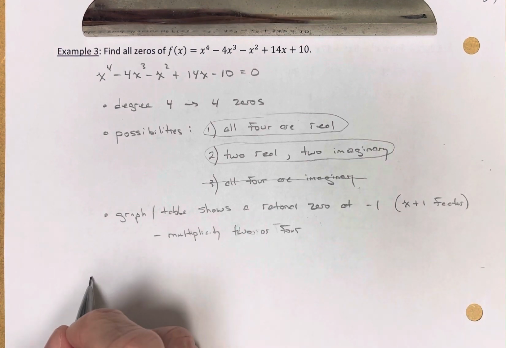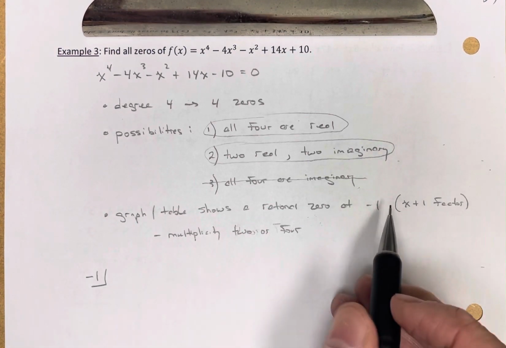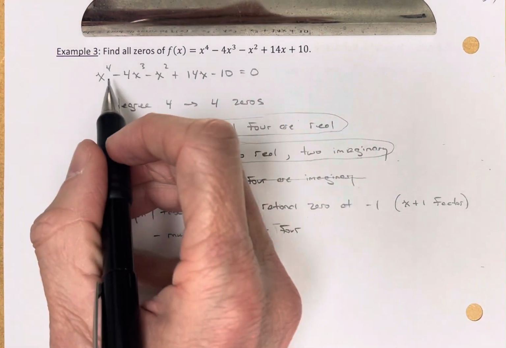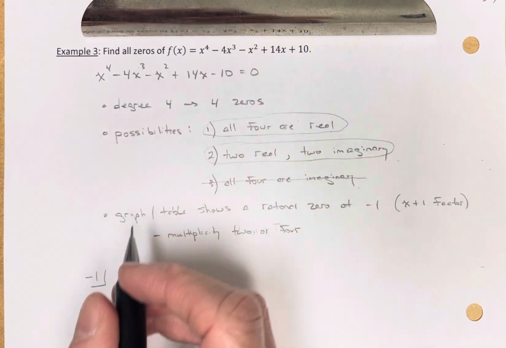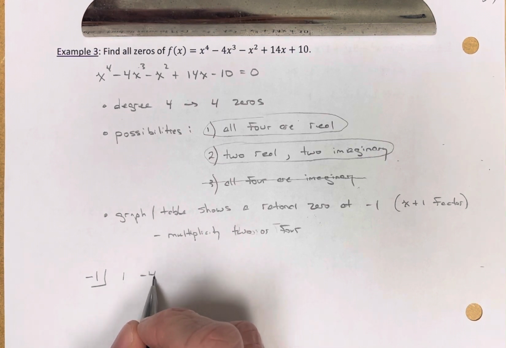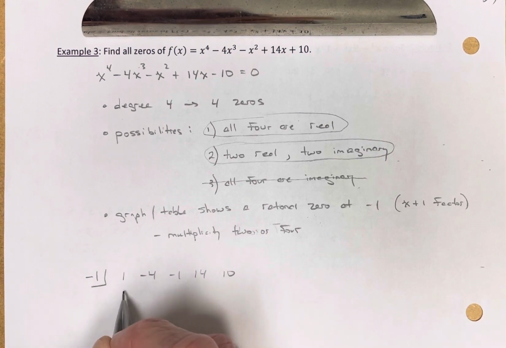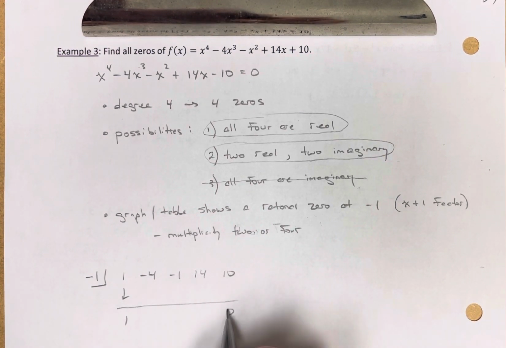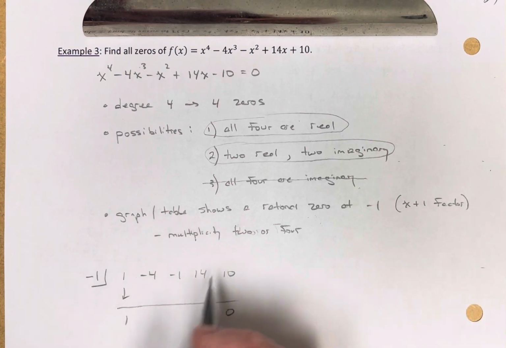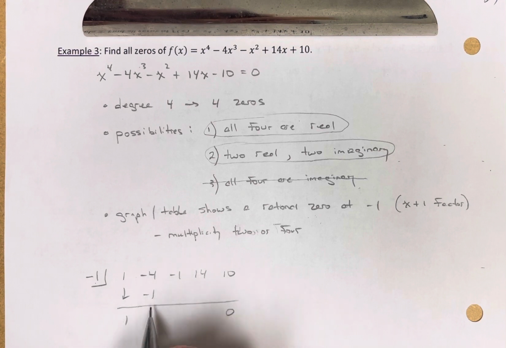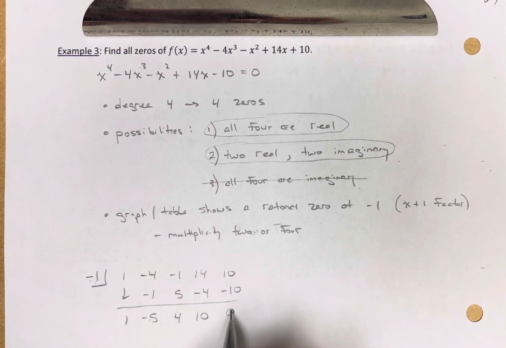Okay, so let's factor it out. I'll use synthetic division. Let's take out a negative 1. It's going to come out at least twice. Let's take it out once. I have 4, 3, 2, 1. I'm good. My coefficients are 1, -4, -1, 14, and 10. I know I'm going to have a 0 remainder because I know -1 is a factor. -1 times 1 is -1. Add, get -5. -1 times -5 is 5. Add, get 4. -1 times 4 is -4. Add, get 10. -1 times 10 is -10. Add, get 0. Good, we knew that.